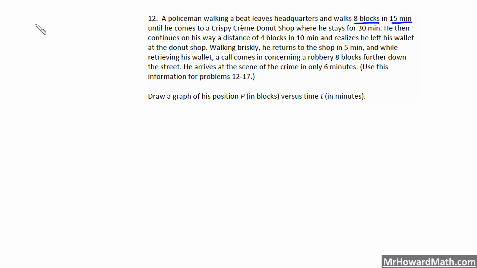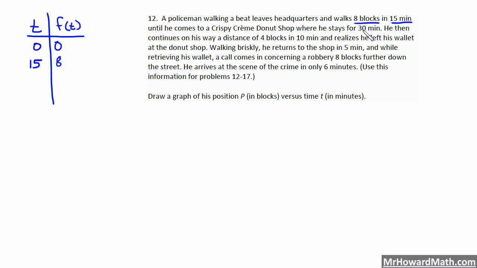I think it's always easier to start with a table. So on our x-axis we're going to be talking about time, and on our f of t axis we're talking about blocks in distance. So we're just going to create a table. So obviously it's going to start at 0, 0, time of 0 and 0 distance, and now let's just piece this together. So first he leaves headquarters and walks 8 blocks in 15 minutes, so our time is going to be 15 minutes, and the distance, as a function of time here, is 8 blocks.